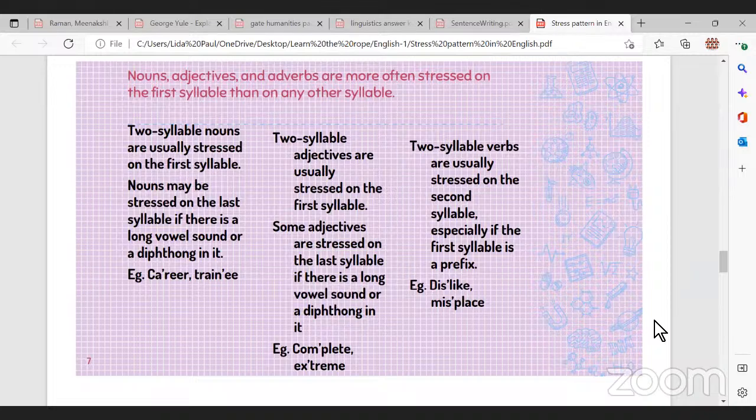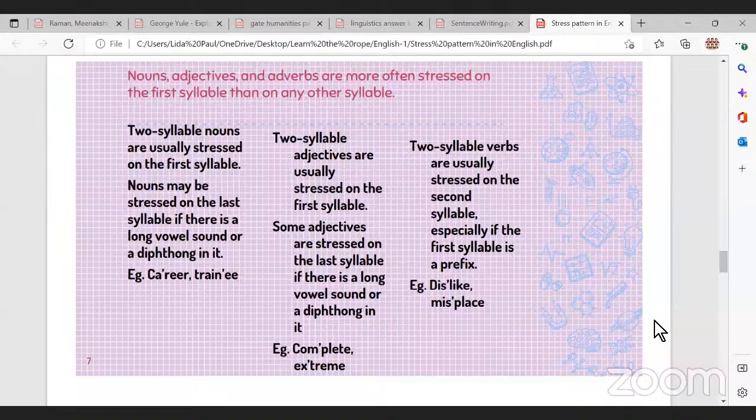Always the stress is on the first one. Okay, most of the times. Let's not say always, because you know there is that 20% of words which will not fall into the category. So most of the times it's on the first syllable, right?